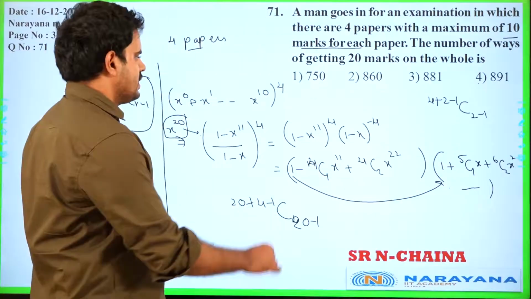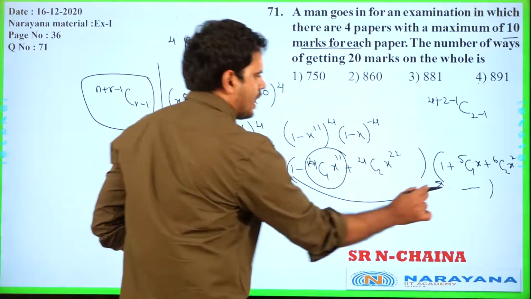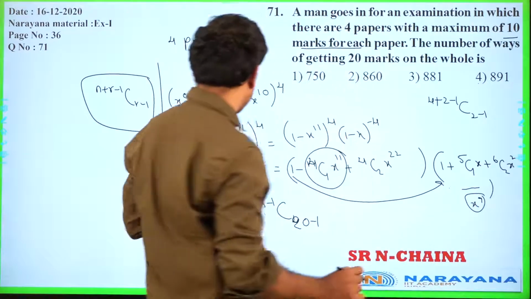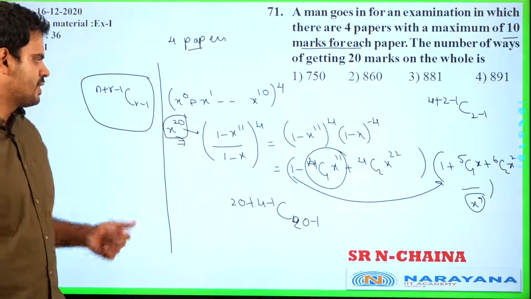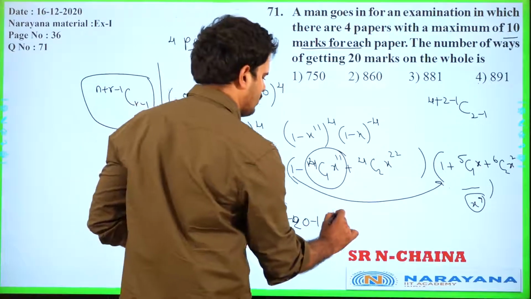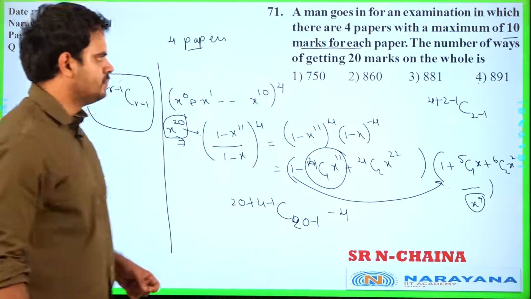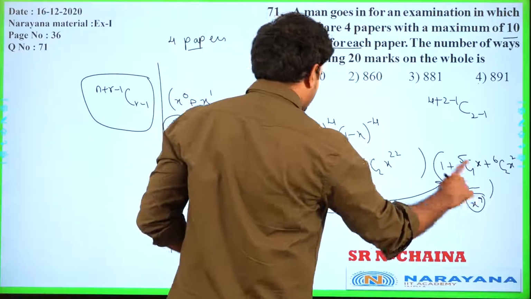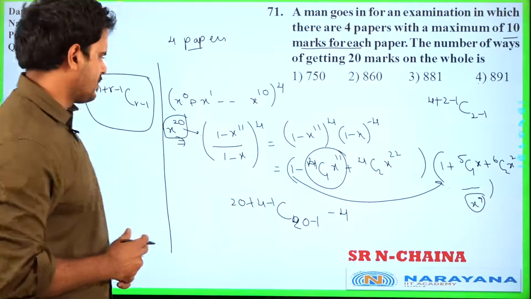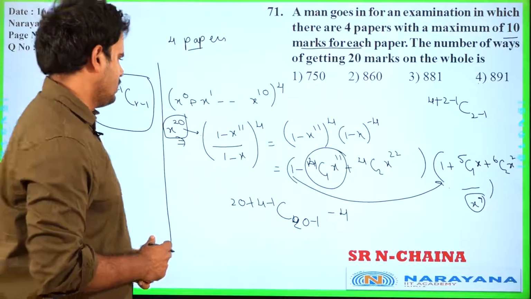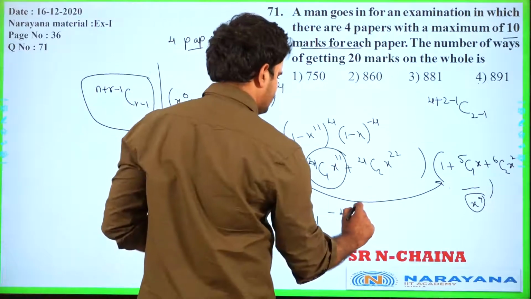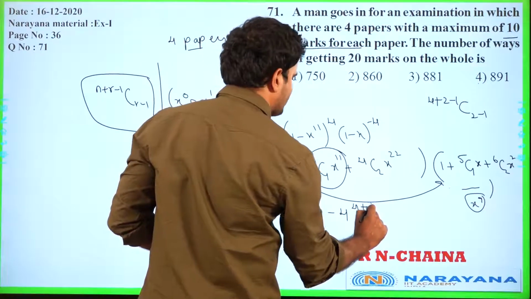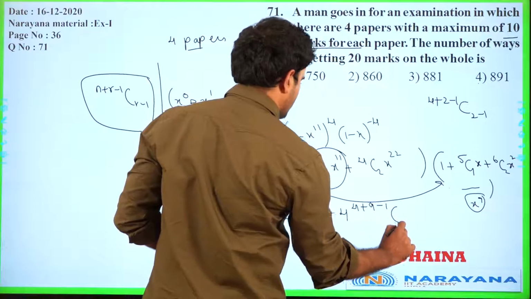Next, here we have x to the power 11 and here we need the coefficient of x to the power 9; if you combine them you get x to the power 20. So we write 4 into the coefficient of x to the power 9. What do we get? 4 plus 9 minus 1 C 9 minus 1.